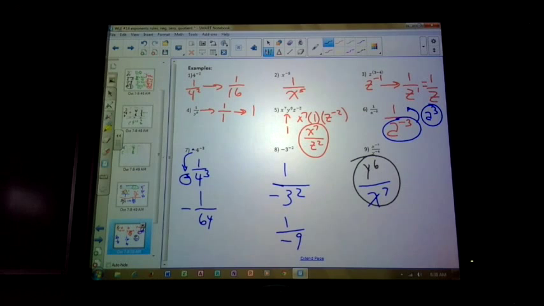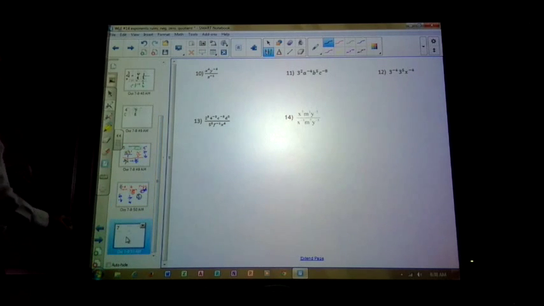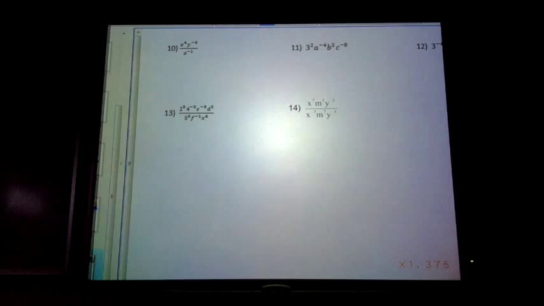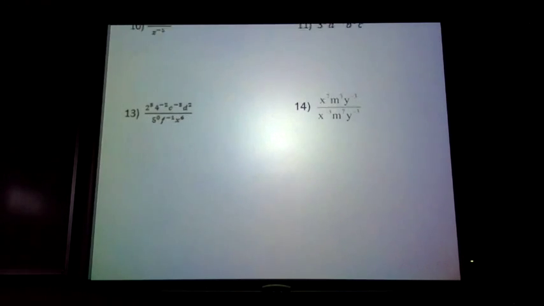It's not too bad, I don't think. One last thing we're going to do on this. Let's see if we can figure this out. Okay, and move it up.